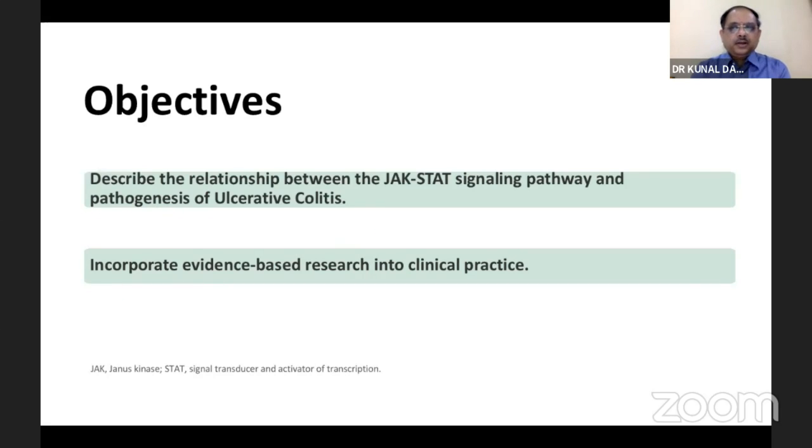So the objectives of my presentation are to describe the relationship between the JAK-STAT signaling pathway and the pathogenesis of ulcerative colitis, and to incorporate evidence-based research into clinical practice. That is the objective of today's session.